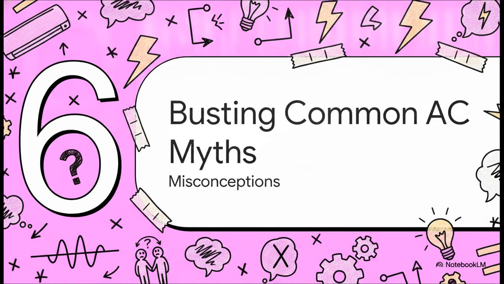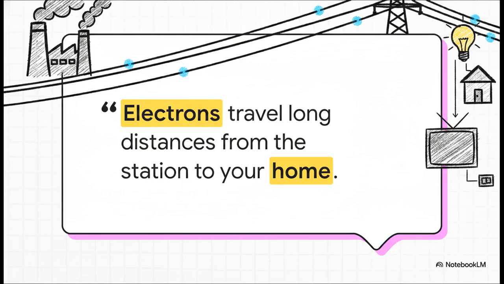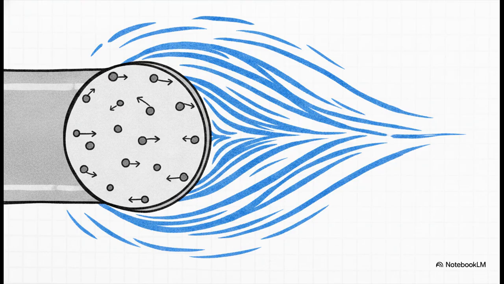Finally, Section 6, Busting Common AC Myths. Before the bell rings, we need to clear up some widespread misconceptions. A lot of beginners assume that when they turn on a light switch, electrons literally shoot out of a power plant miles away, travel down the transmission lines, and physically jump into their television or light bulb. In reality, it doesn't work like that at all.